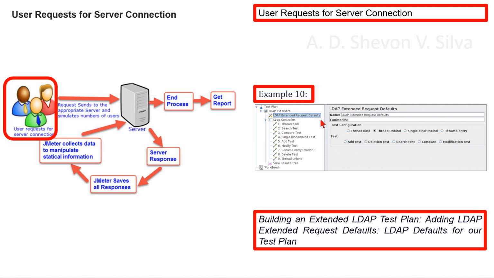Like most JMeter elements, the LDAP extended request defaults control panel has a name field that you can modify. In this example, leave this field with the default value. Here you can see LDAP defaults for our test plan. For each of the elements of the different operations, some default values can be filled in.